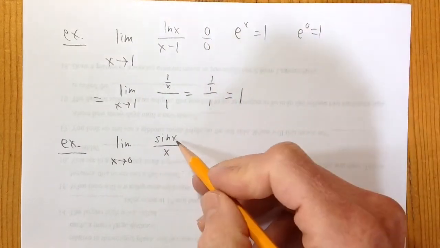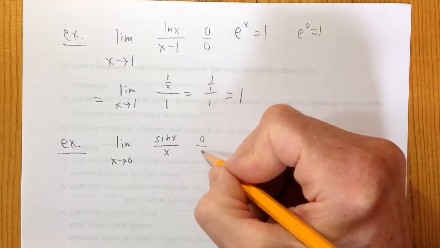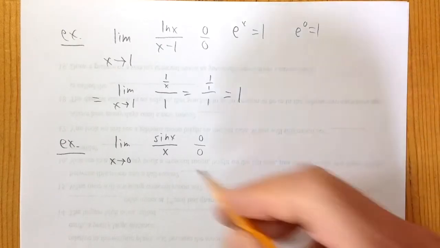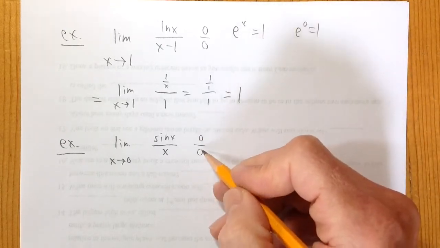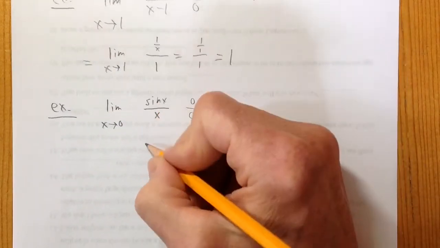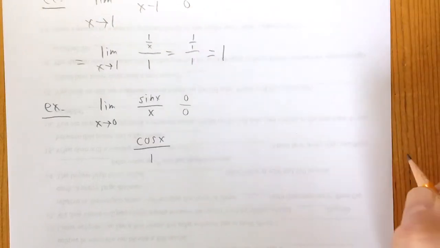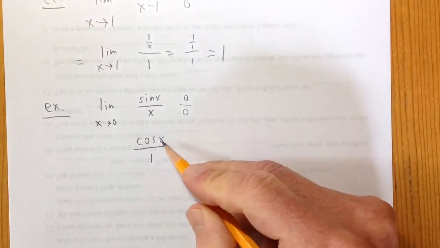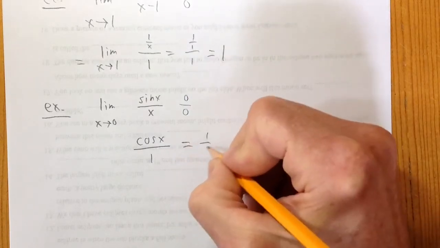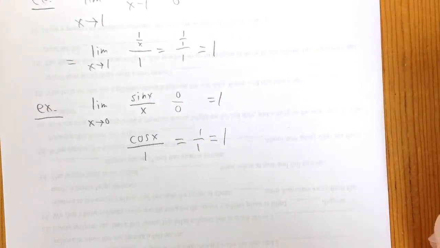So let's see, remember, plug in 0 first. Sine of 0 is 0. X, of course, is 0. We get 0 over 0, right? So what do you do? Let's use L'Hopital's rule, because again, L'Hopital's rule works for 0 over 0 or infinity over infinity. So take the derivative of the top. Derivative of the top is cosine of x. Derivative of the bottom is 1. Now let's plug 0 in. Cosine of 0 is equal to 1. So that's 1 over 1, which is 1. So this limit is equal to 1.